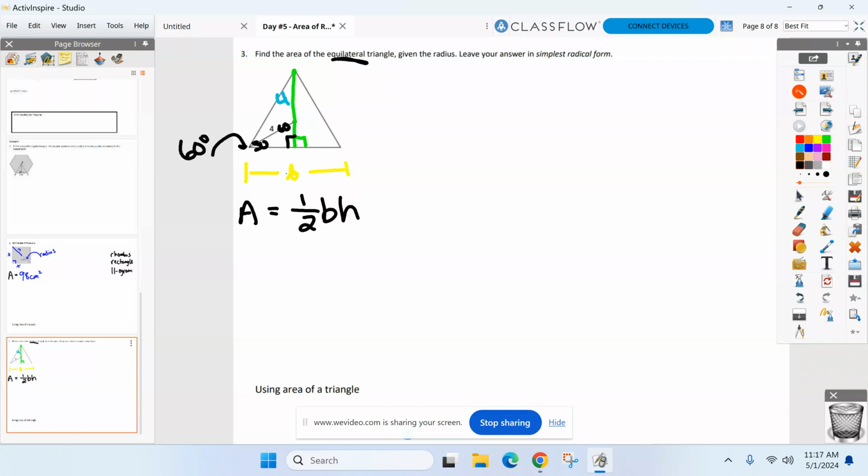Find the height now. What is the height of my triangle now? Using your 30, 60, 90 rules, do we need to review them? Hypotenuse equals what in a 30, 60, 90? 2 times the shorter leg. And what's the longer leg equal to? Shorter leg times radical 3. And what's the radius of 4 acting as? That's my hypotenuse. And I'm looking for the shorter leg so I can add it to 4.